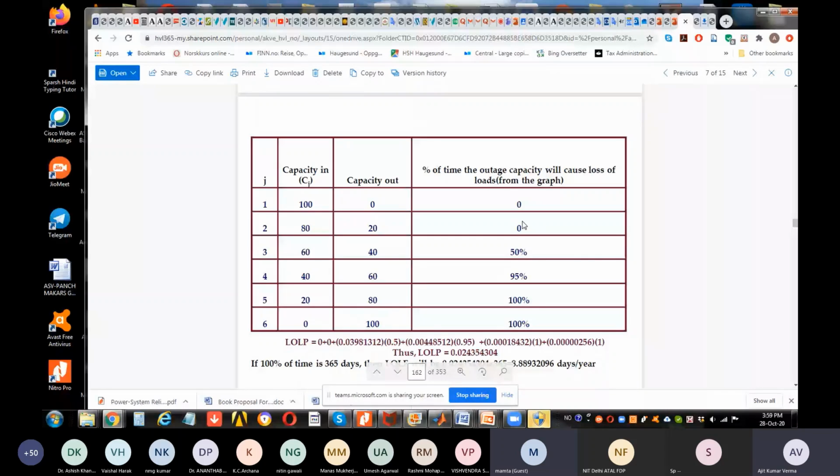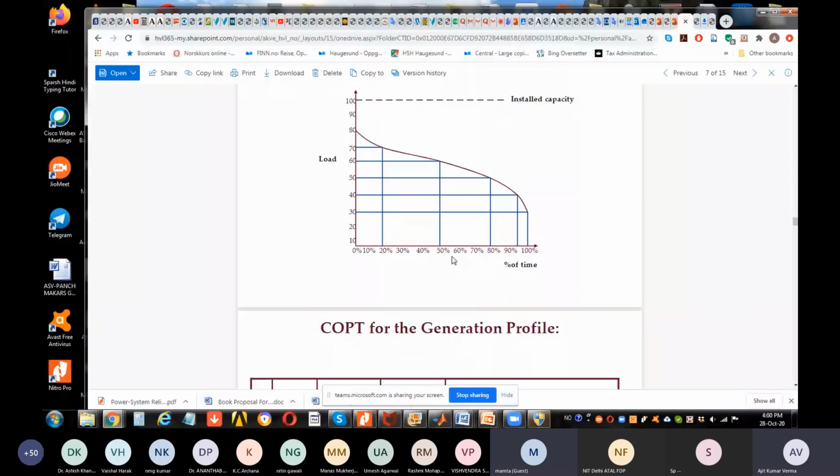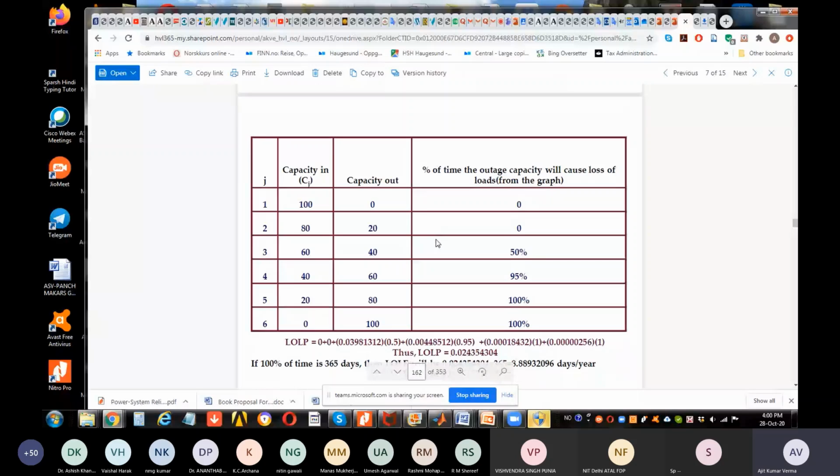Then since the load varies up to 80, if the capacity is 60, any load between 60 to 80 will cause a loss of the load. So what is that percentage of time, 60 to 80? 60 to 80, that's 50% of the time.